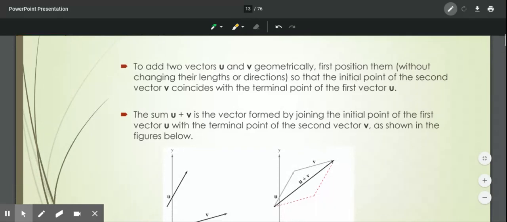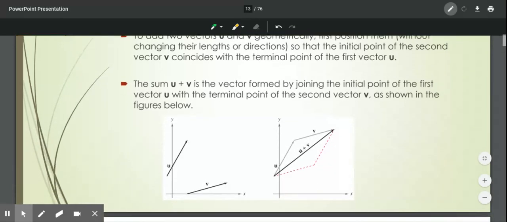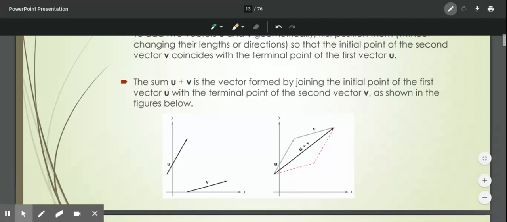When you add two vectors, if we're adding u plus v, you take vector u, and if we slide vector v up to the end of vector u, then the resultant vector from where u started to where v ends is that new vector.